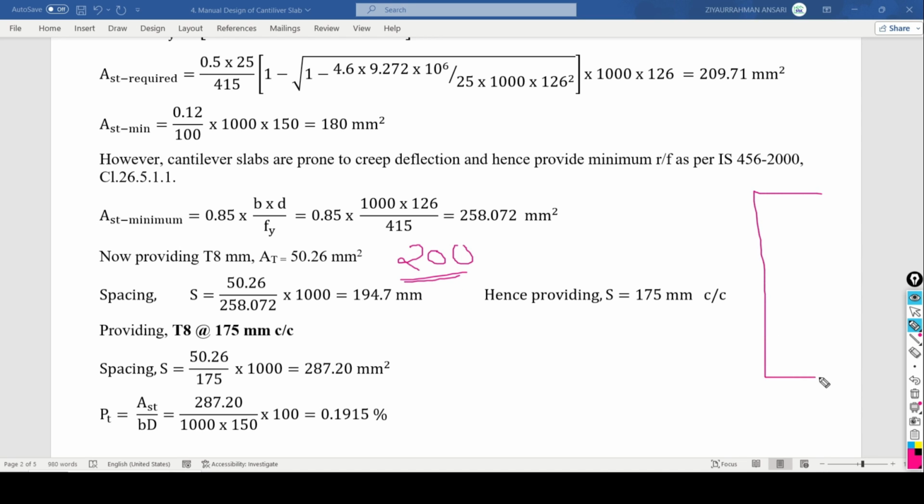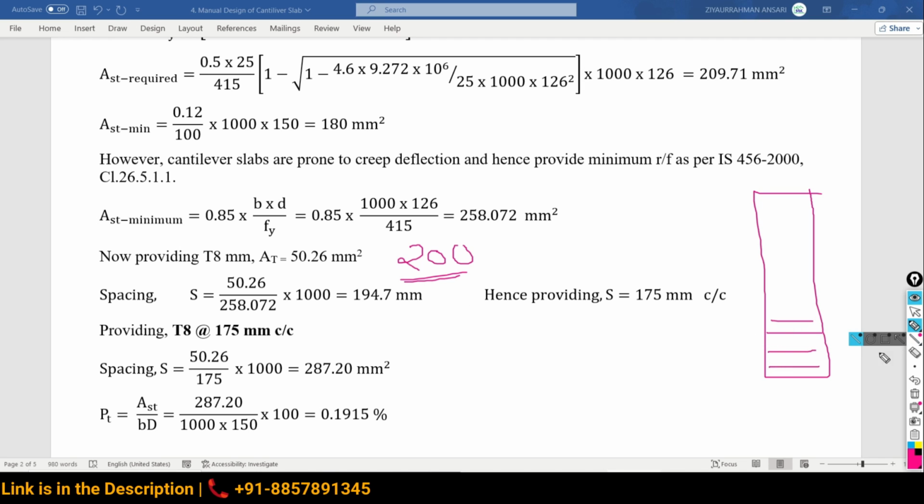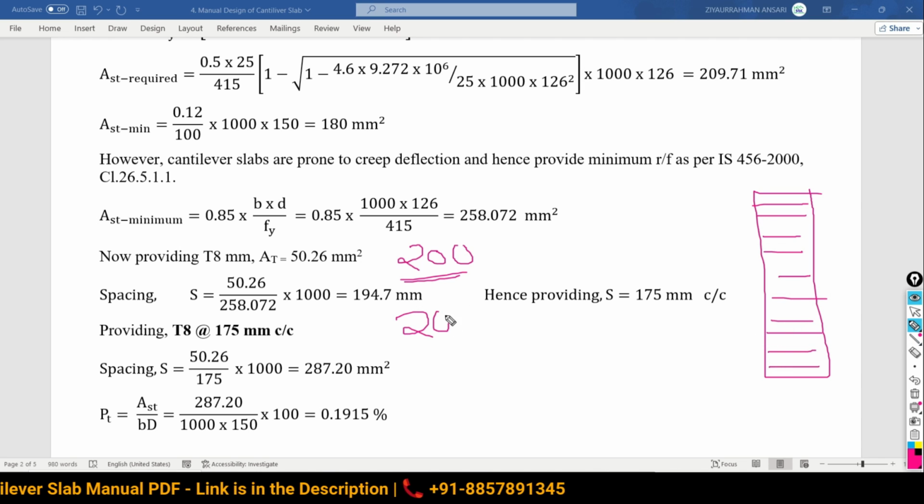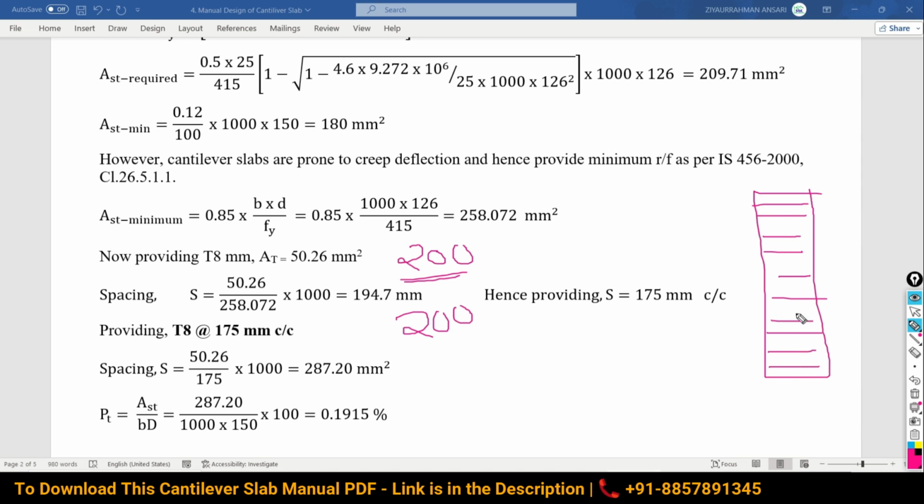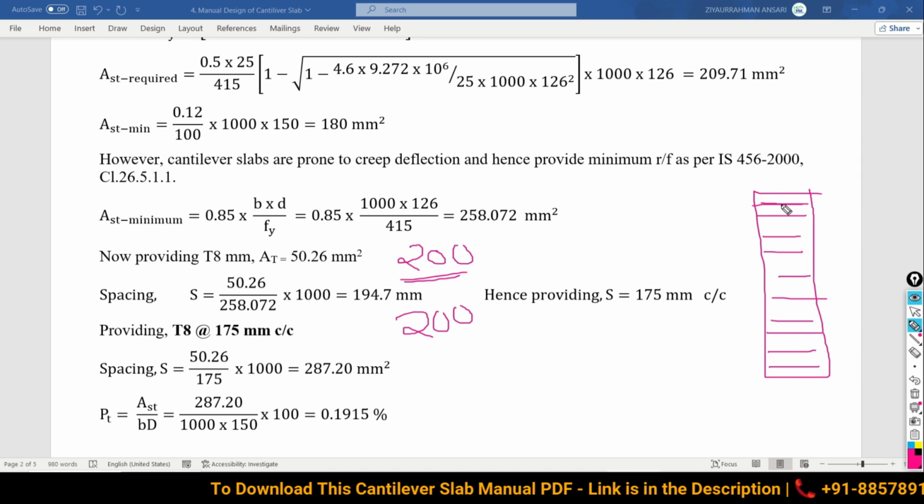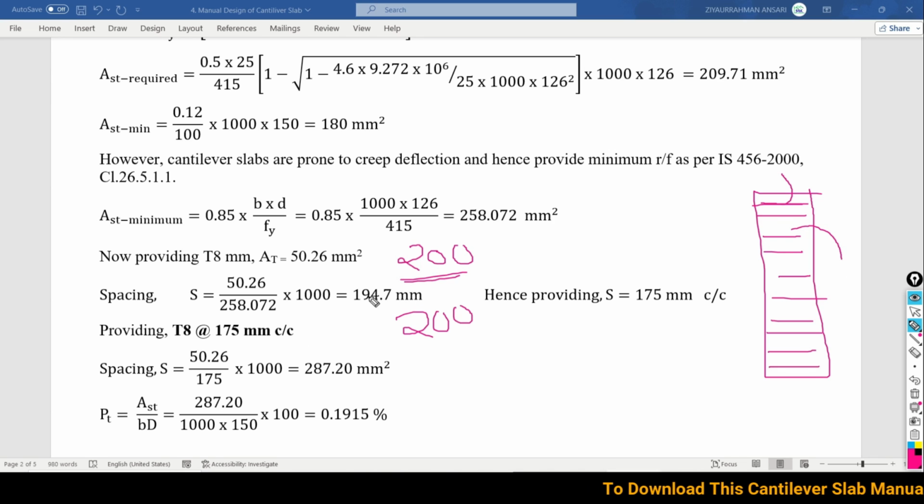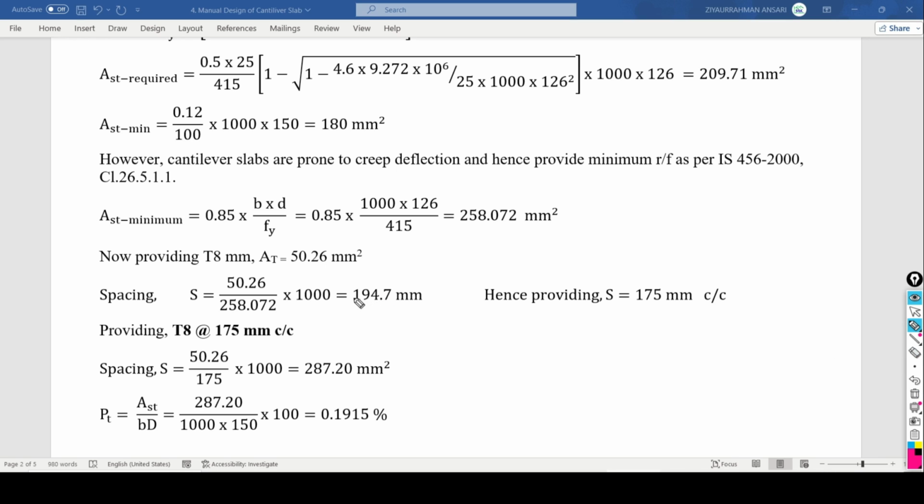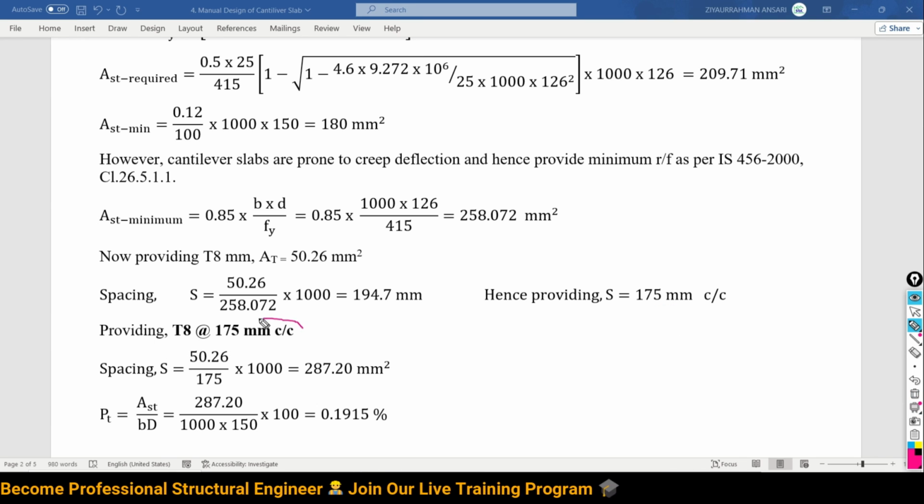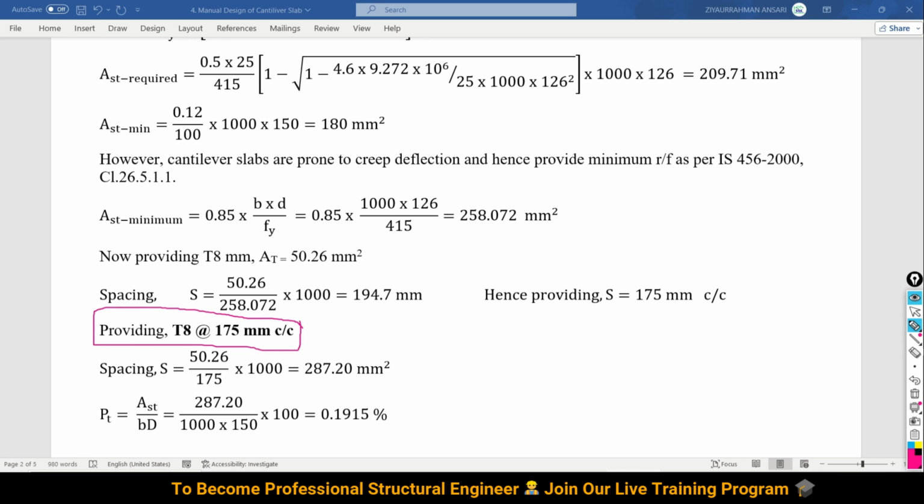Suppose I am going to take the span, and the spacing demand is 194, and I am going to provide 200. If you are going to increase the spacing, the number of bars will what? Come outside of this section. So reinforcement will be less. So always you have to round down this value by 25 mm. So the next lower value from this 194 will become 175. Okay. Now 8 mm diameter bar at a spacing of 175 mm center to center we are going to provide along the shorter span.